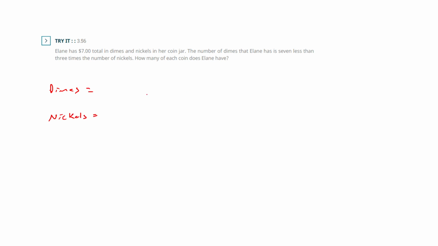Oh, okay, we can build one from the other. The number of dimes is 7 less than 3 times the total number of nickels. So nickels is the one I can build off of. So this reads 7 less than 3 times the number of nickels. But remember, less than makes us go the other way around. So this is actually what it's saying. 7 less than 3x is actually this, 3x minus 7.